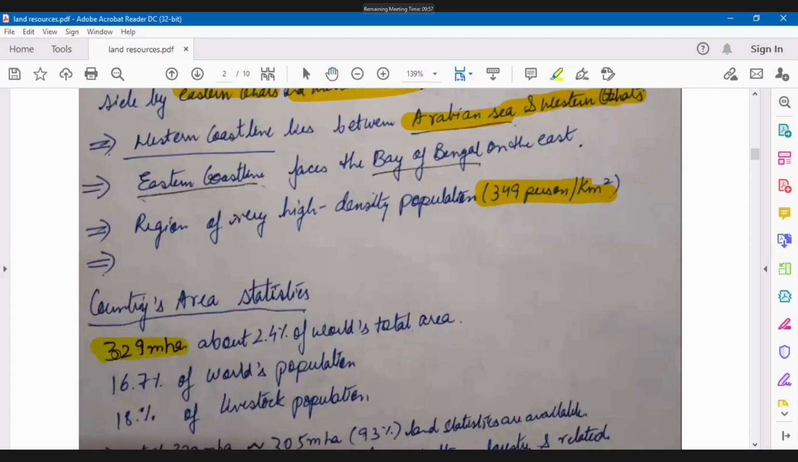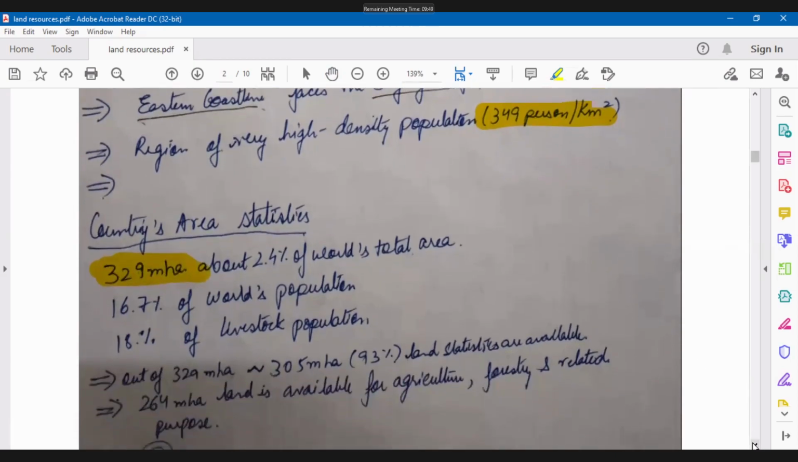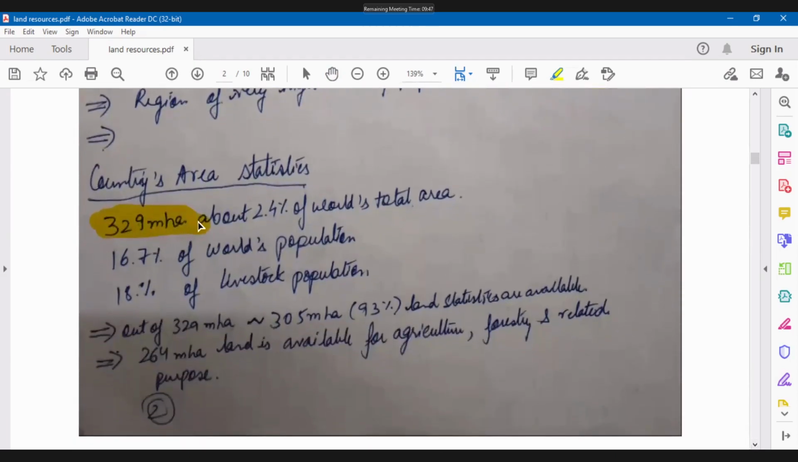now this is the area of your country, 329 million hectares. So this is one thing that one can remember. 329 million hectares is the area of your country, which is 2.4% of the world's total area.